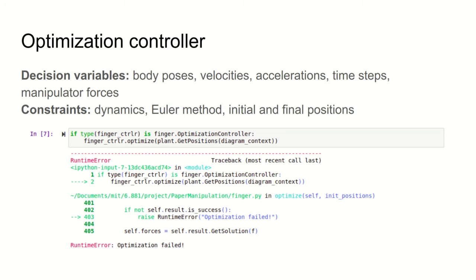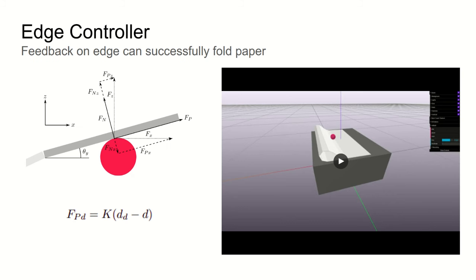It also relies on full state feedback on the body poses, velocities, accelerations for all of the bodies, which is not ideal. This brings us to what I'm going to call the edge controller, which essentially just relies on the state of the last link. The way that this works is that the forces applied to the manipulator are decomposed into the force that is normal to the last link in the paper and parallel to the last link in the paper. In the normal direction, we apply a constant force, and in the parallel direction, we have just a proportional controller to maintain a set distance from the edge.